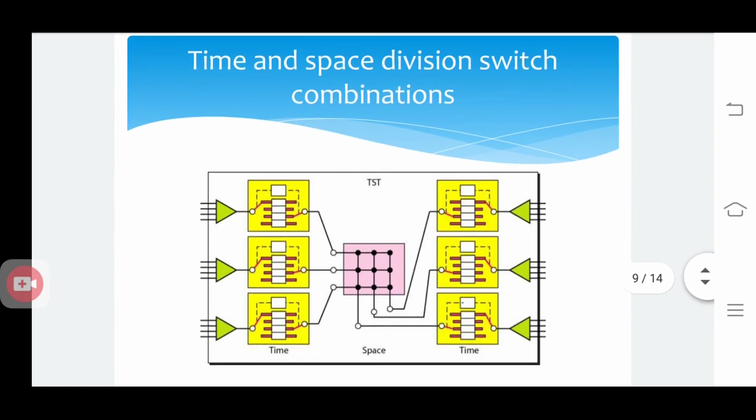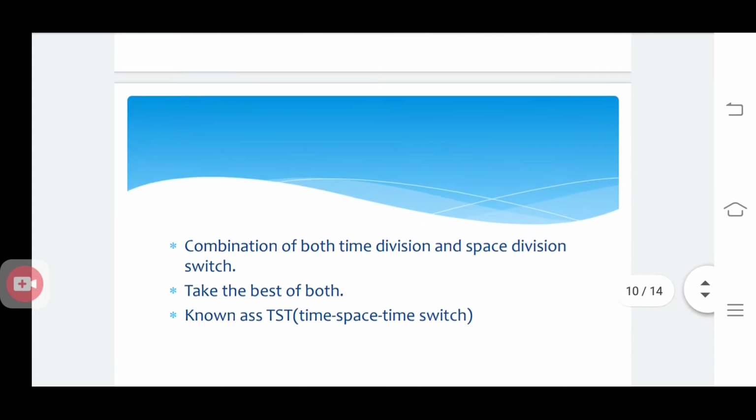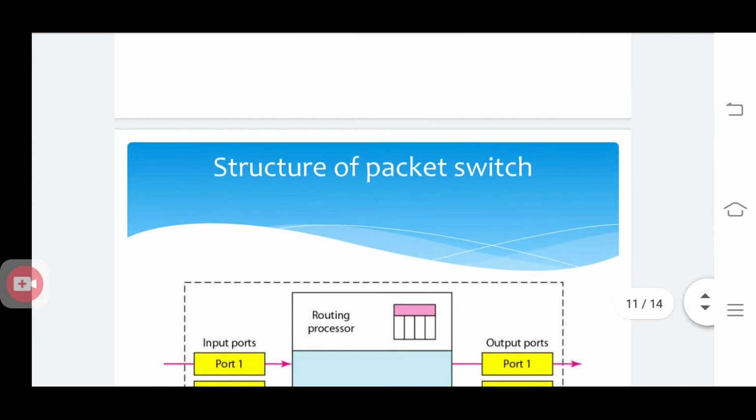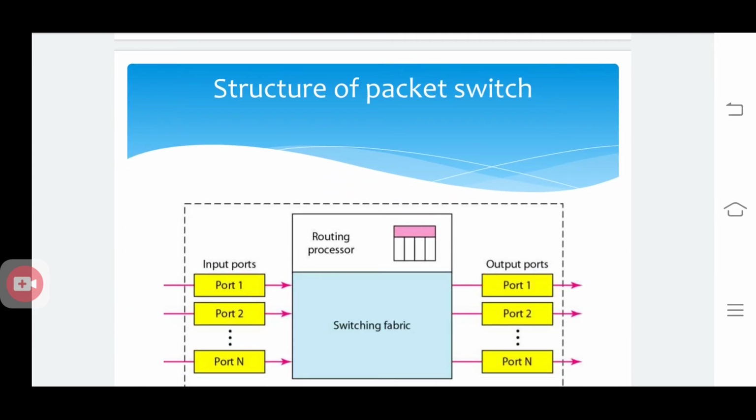Next, we have a combination of time and space division. They take the best of both. The space division switch has some disadvantages, and the time division switch has some disadvantages. So if you combine the time and space division switches, you take the best of both. This is known as the time space time switch, otherwise known as TST. So these are all about the structure of the circuit switch.